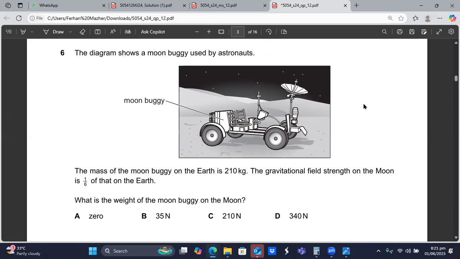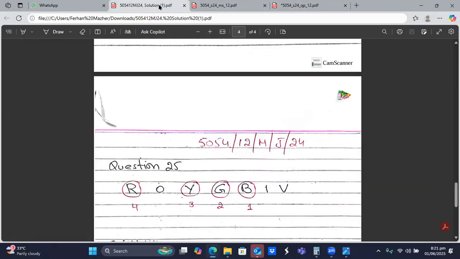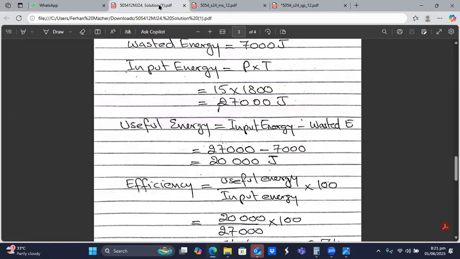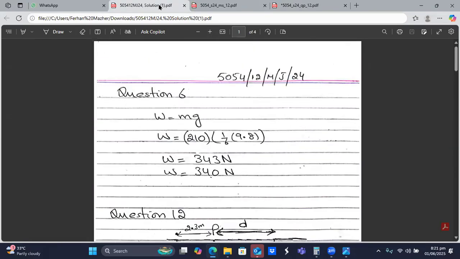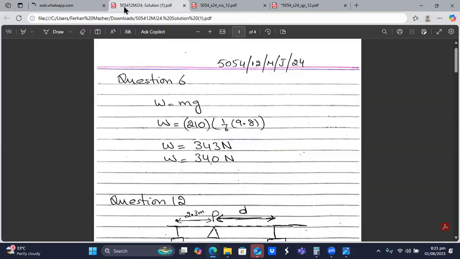The g value, the gravitational field strength of the moon, is 1/6 of that on the Earth. The gravitational field strength on the Earth is 9.8 Newton per kg. So multiply 1 by 6 with the 9.8 Newton per kg, and you will get the gravitational field strength on the moon. And once you know that, we will be able to find out the weight. I have done this numerical. Let me show you. I hope this is showing up on your screen. So here we go.